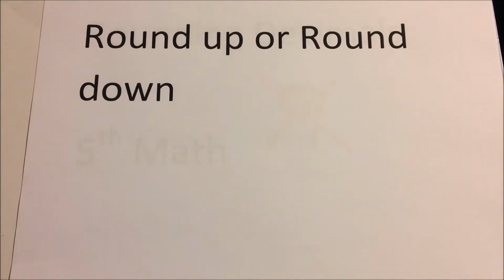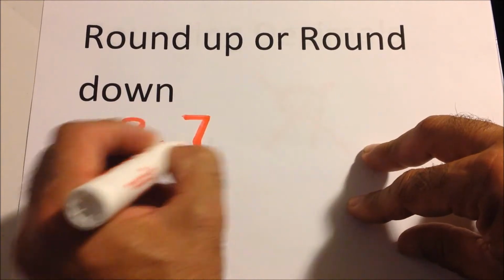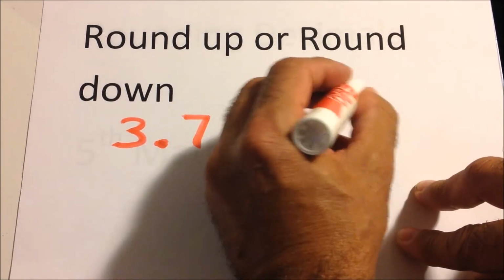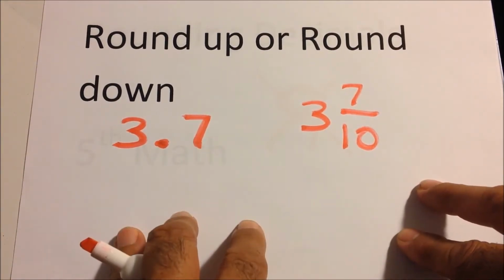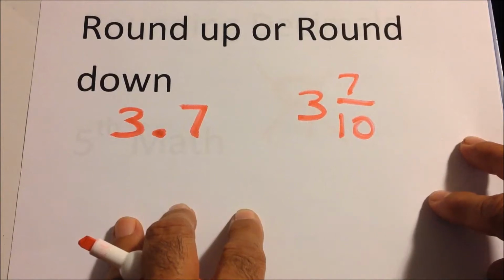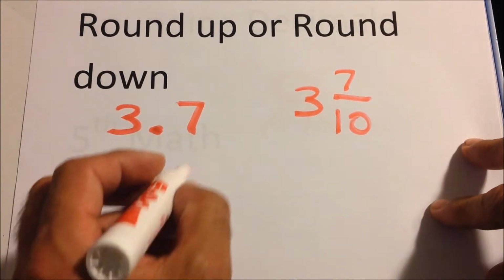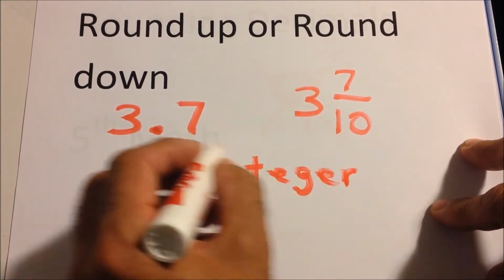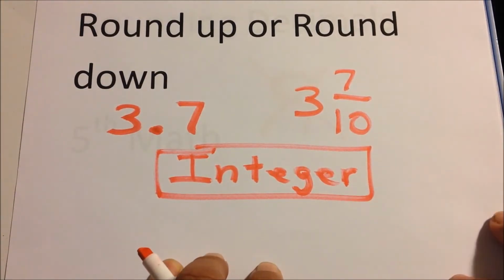So let's look at an example. Let's write a number in a decimal. Let's say we had 3.7. So we know that this is, as a fraction, if you remember, 3 7/10. It's in the 10th place, right? So we want to know what number is this closest to, what integer. Remember, an integer is any number that's not a fraction or a decimal, a whole number. Integers can also be negative numbers.